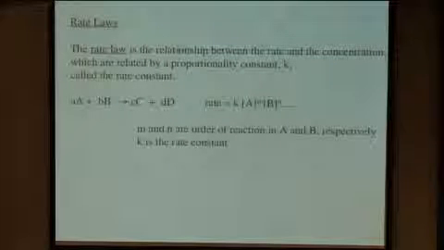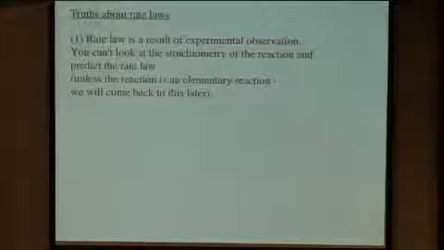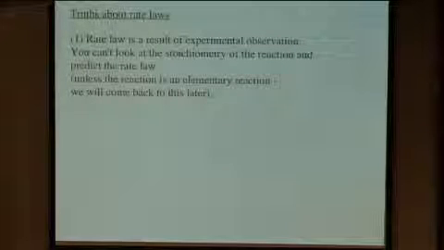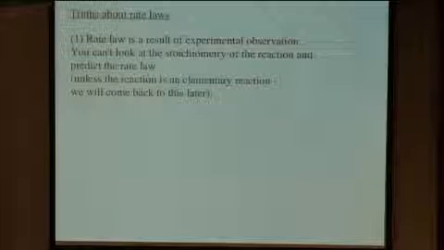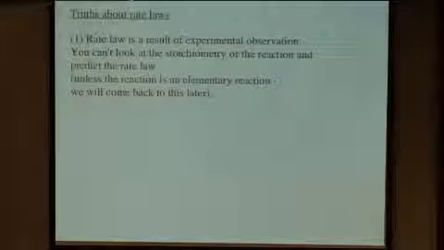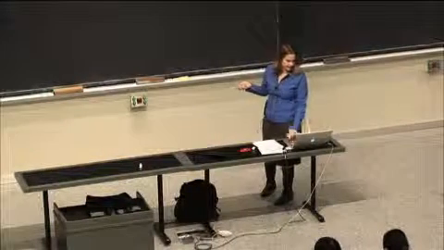And so now I'm going to tell you a lot of things that are true about rate laws. So a rate law, again, comes from experiment. So you can't just look at the stoichiometry of the reaction and predict the rate law. So m is not the stoichiometry of the reaction in terms of A, unless the reaction is what we call an elementary reaction or a step in a reaction, and we're going to talk more about that next week. If it's an elementary reaction, then you can use stoichiometry to predict. But for other reactions, you can't, and that'll become more clear next week when we talk about this in detail.